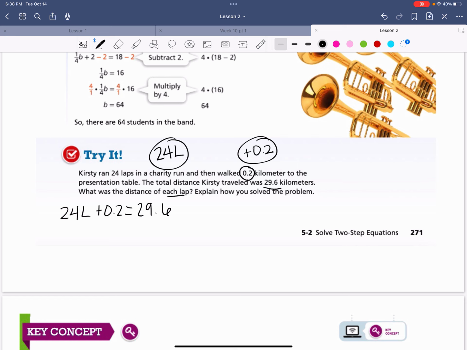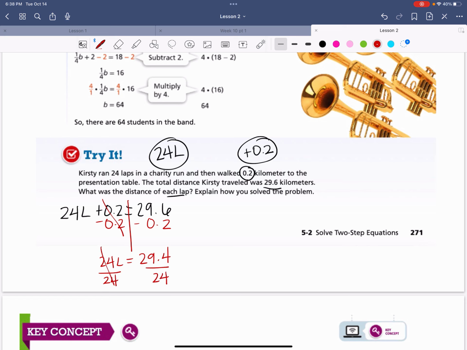So we need to solve this. So I split my sides in 2. I need to worry about that addition first, so I subtract. I'm left with 24L equals 29.4. I divide both sides by 24 since L is being multiplied.